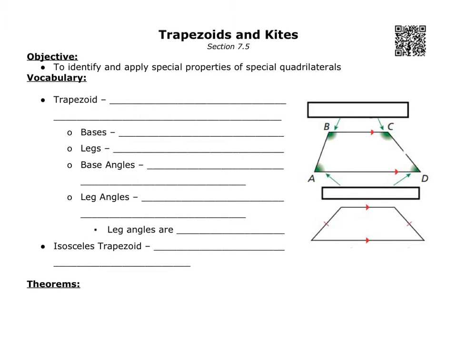Alright, today we're going to talk about trapezoids and kites. A trapezoid is a quadrilateral, meaning it has four sides. Okay, but what makes a trapezoid a trapezoid is it has one pair of parallel sides.